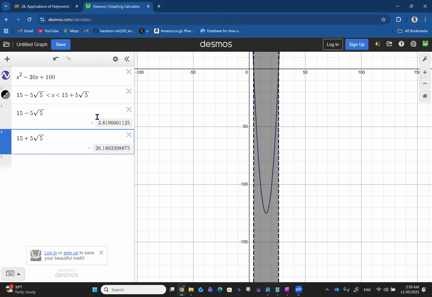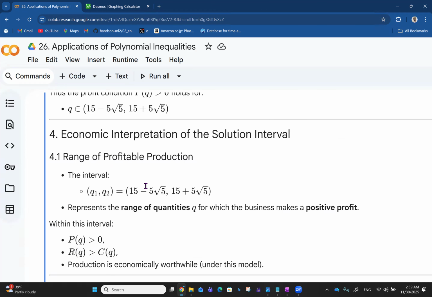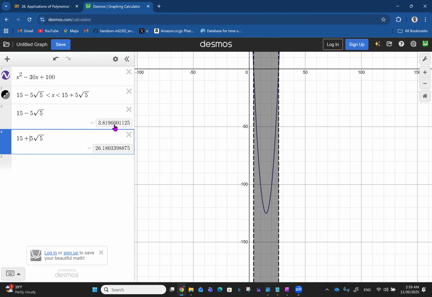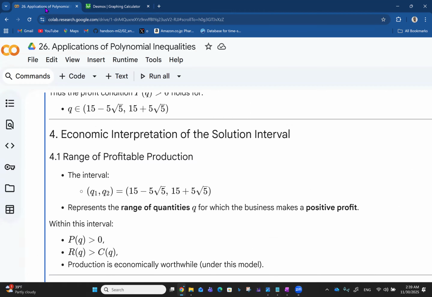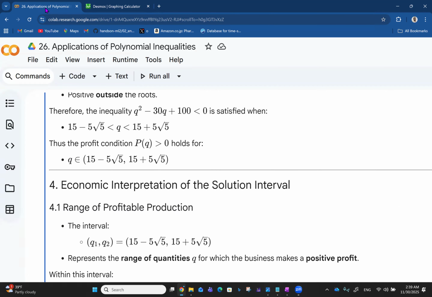you need to sell anything from 3 to 26 items. Maybe you are selling exotic cars or whatever you're selling. You need to sell a minimum of 3 and a maximum of 26 to make profit. If you sell below 3.81, you're going to suffer loss. If you sell above 26, you're going to suffer loss. So anything from 3 to 26 is what you should sell to make profit.